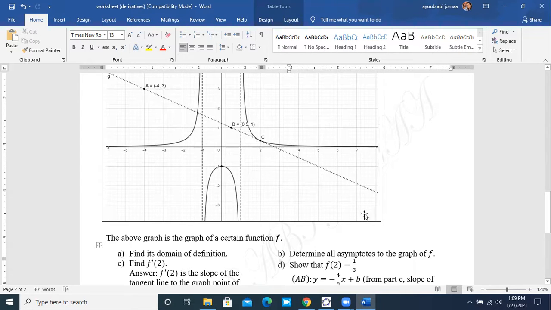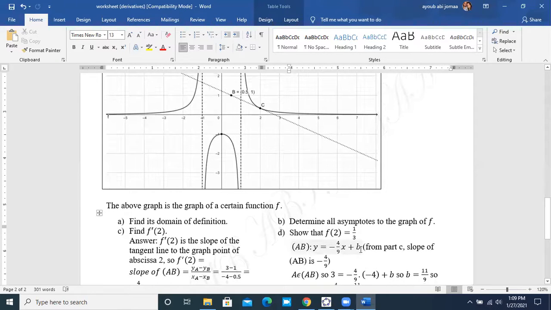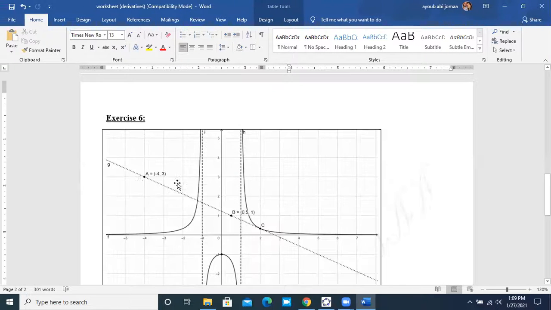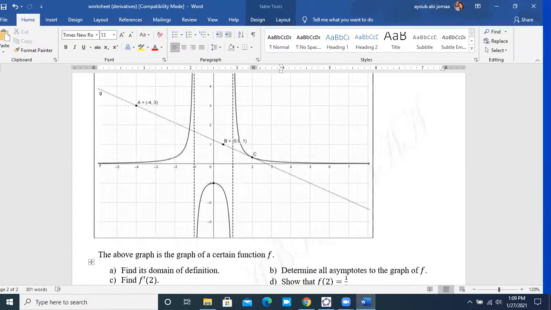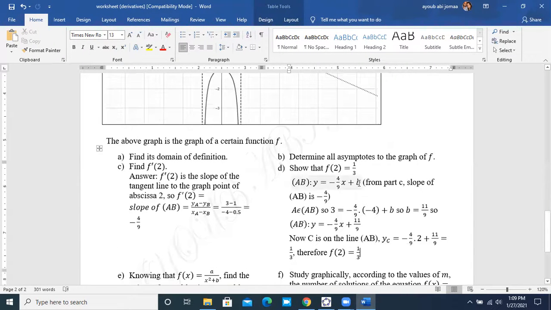How to find the equation of line AB? You found the slope in part C. It's negative 4 over 9. The equation is y equals negative 4 over 9 x plus b. Use any of these 2 points, A or B. These 2 points are on the line. Use one of them to find the value of b. I used A. Replace x and y by their values, you found b. Then here is the equation of the line AB, which is the equation of the tangent line.